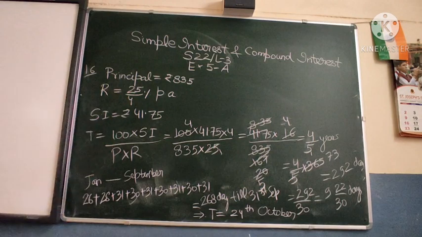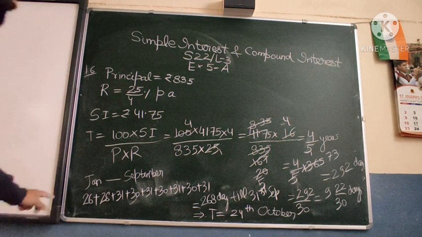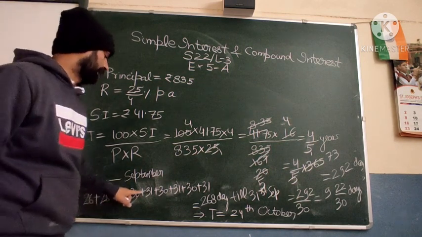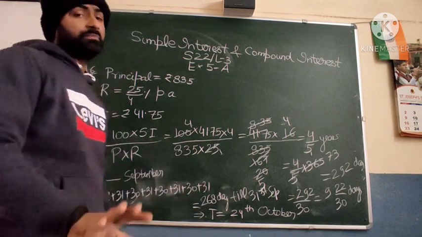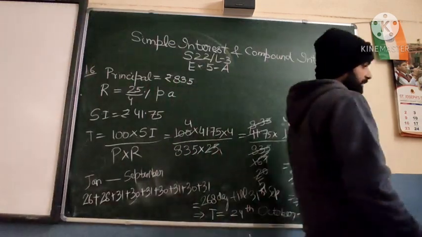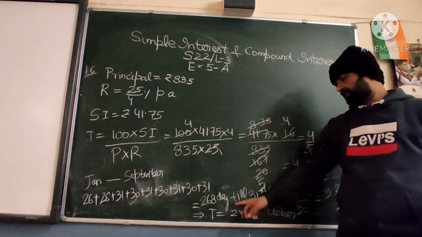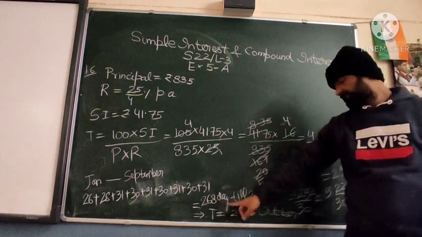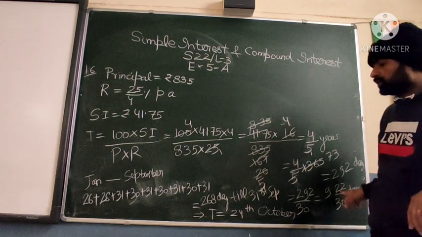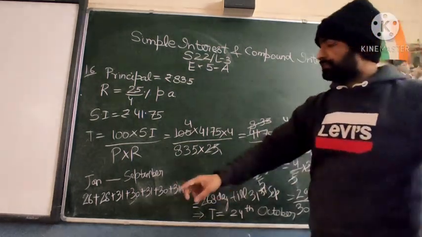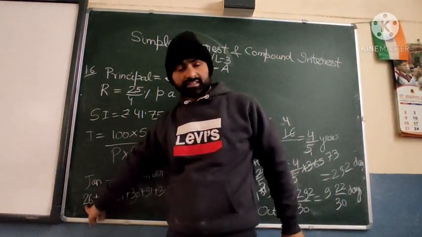Other things are not tough here. The only thing is the calculation of the days. So 9 months were completed: 1, 2, 3, 4, 5, 6, 7, 8, 9. 9 months till 31st of September. Okay. And then how many more days? So 9 months means 268 days. Then how many more days? 22 more days. Excluding the 5th of January, 26 days are remaining.